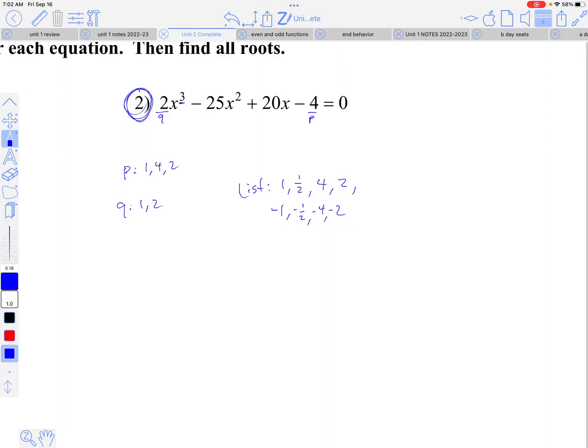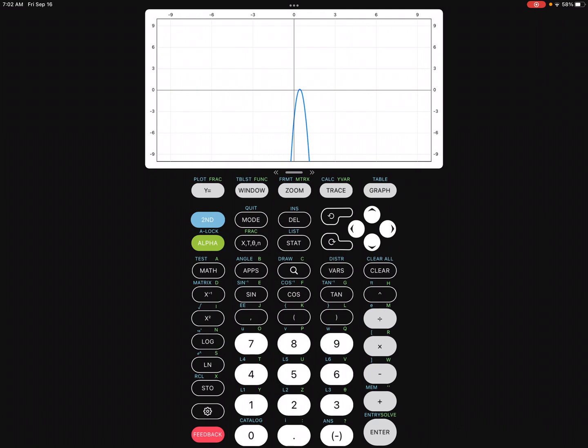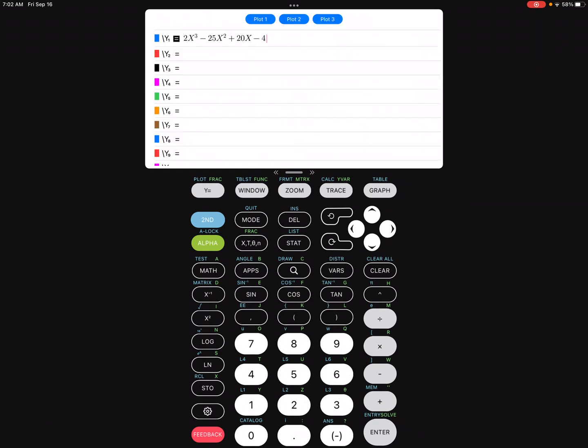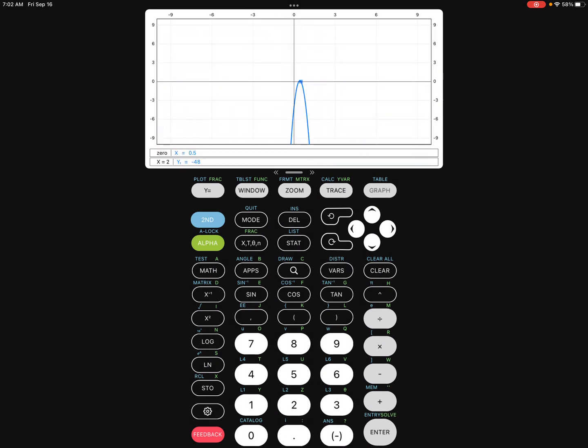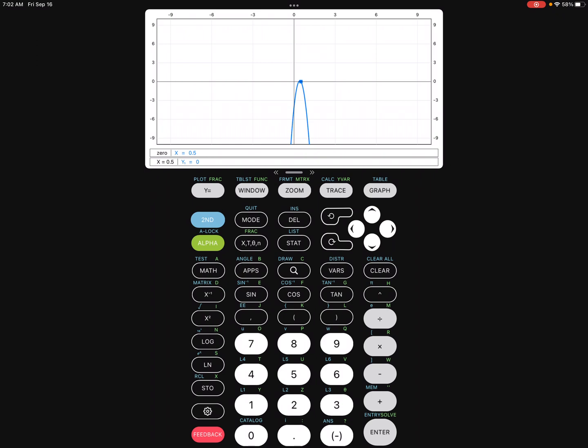Okay, so 1, 1/2, negative 1/2, negative 4, negative 2, right? Okay, so let's make sure I typed it in right. 2x cubed minus 25x squared plus 20x minus 4. All right, so graph that sucker. Let's see. Trace 1/2. Oh, 1/2 works. Maybe I typed it in wrong or didn't remember to check it. All right, 1/2 it is.